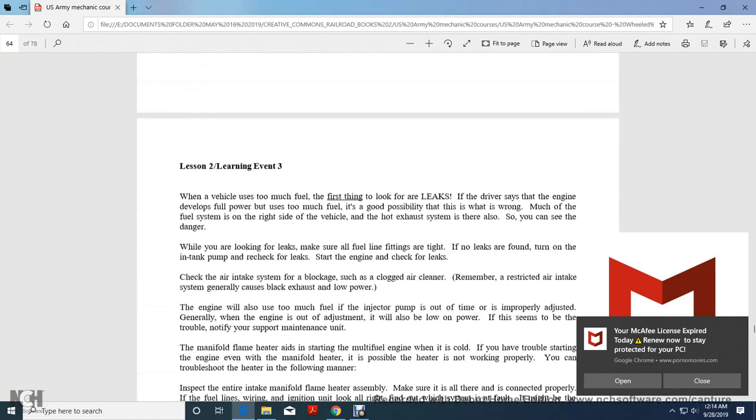Alright, when a vehicle uses too much fuel, the first thing to do is check for leaks. The driver says the engine develops full power but uses a bit too much fuel. There is a good possibility that what is wrong is in the fuel system on the right side of the vehicle. The hot exhaust system is there also.